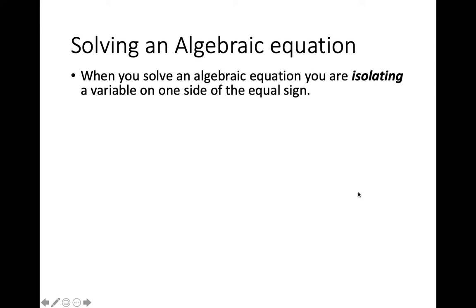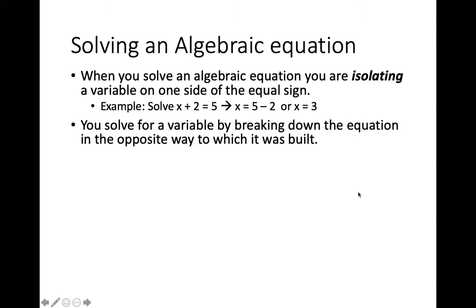When you solve an algebraic equation, you are isolating a variable on one side of the equal sign. For example, if you have to solve x plus 2 equals 5, you can figure out that the only thing you can add to 2 to get 5 is 3, so x equals 3. And you can see how the x is isolated on the left side of the equal sign.